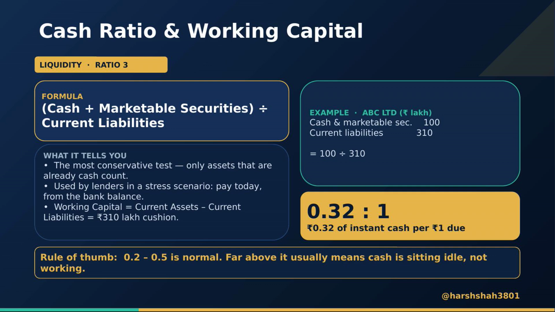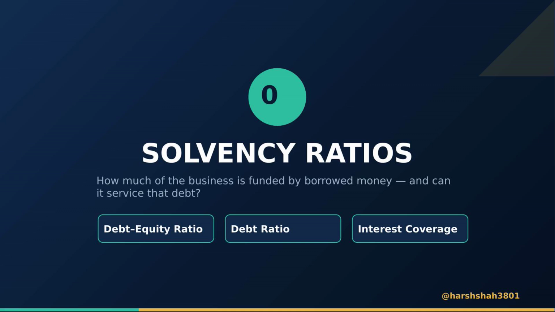As a rule of thumb, 0.2 to 0.5 is considered normal. And here's a good question to ask yourself. If it's way above that range, what might that suggest? It usually means cash is just sitting idle instead of actually working for the business. Great, that wraps up liquidity.